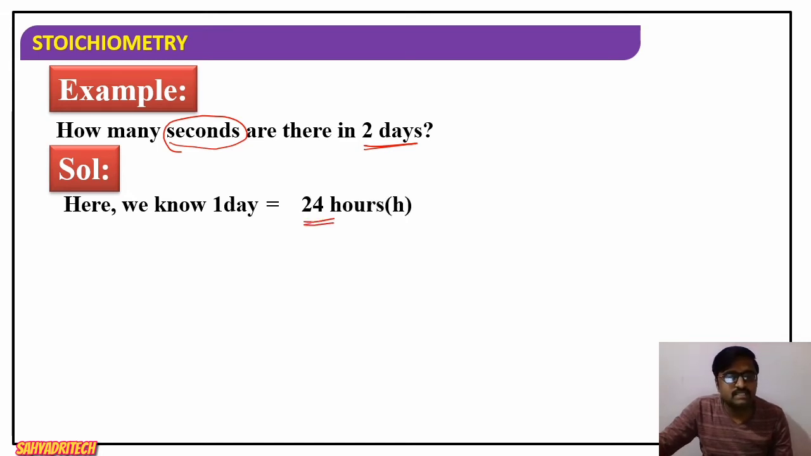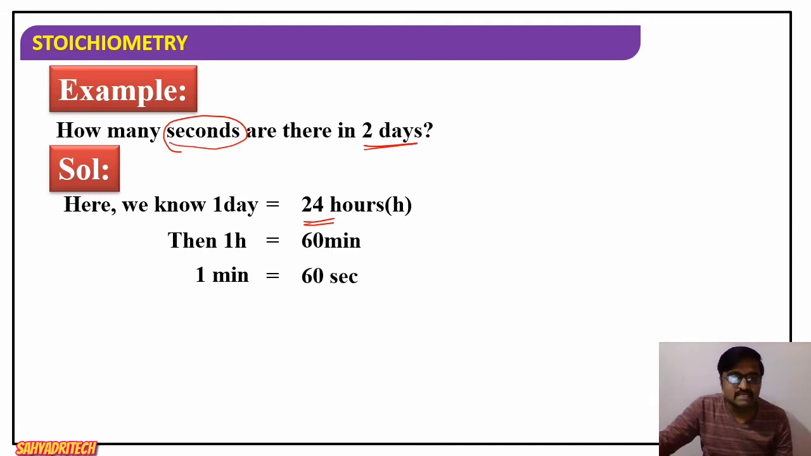One day is 24 hours, we know that. Further, we know that 1 hour is nothing but how many minutes? 60 minutes, right? So 1 hour is 60 minutes. Further, 1 minute is nothing but what? 60 seconds, because we have to calculate seconds here. How many seconds are there in 2 days? So what does it mean? We have to convert 2 days in terms of seconds. Those 2 days must be expressed in terms of seconds.